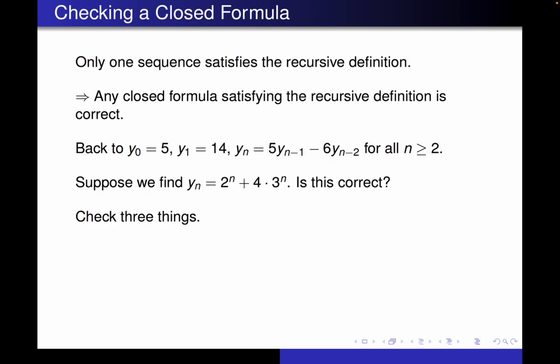Well, we have to check three things. The one grand thing that we have to check is that it satisfies our recursive formula. But that in itself has three little subtasks. We have to check that y0 equals 5, because that's demanded by the sequence. We have to check that y1 equals 14, and we have to check that the recursive formula is satisfied for n greater than or equal to 2. In other words, yn equals 5 times yn minus 1 minus 6 times yn minus 2. All three of those things have to be satisfied by that closed formula.